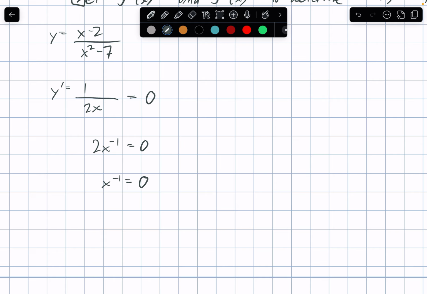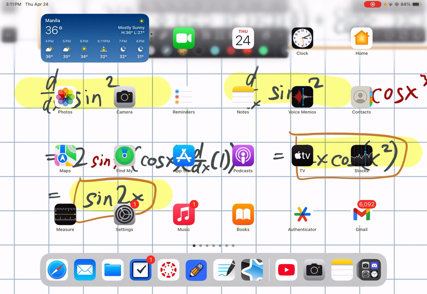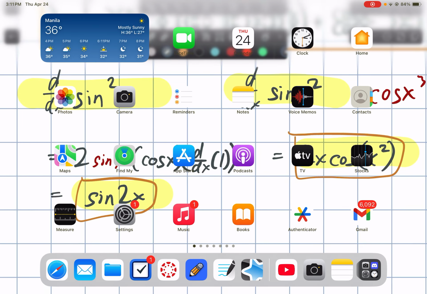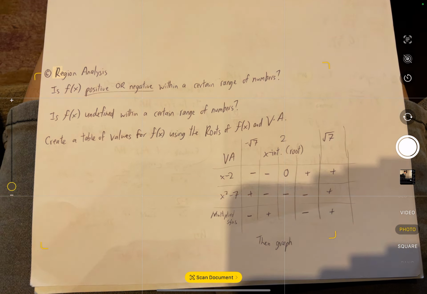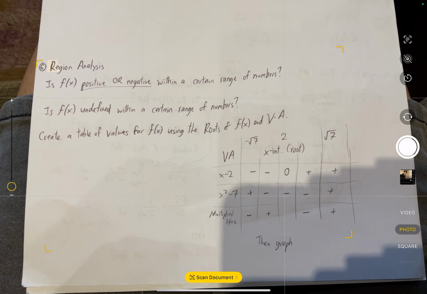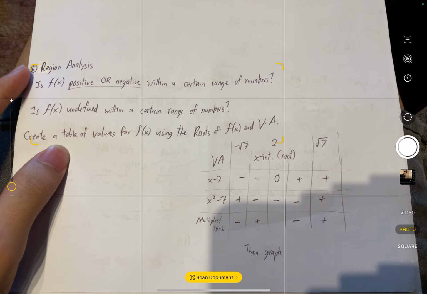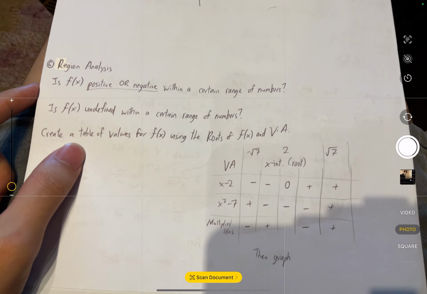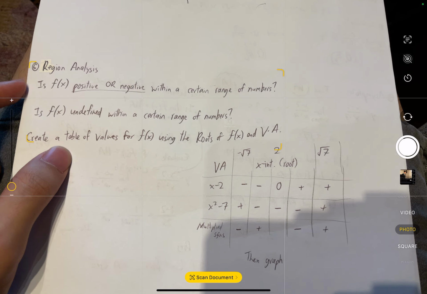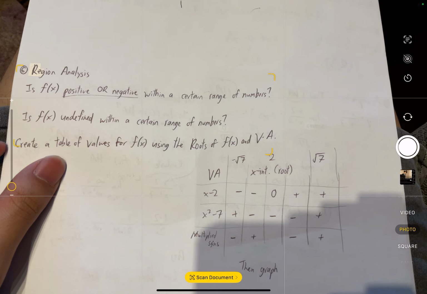We have two more examples anyways. We can skip this part. Let me just show you what happens after finding critical points. So, region analysis. These are the guide questions.